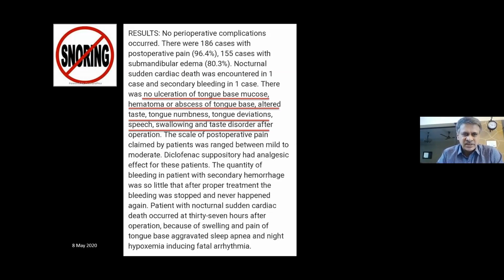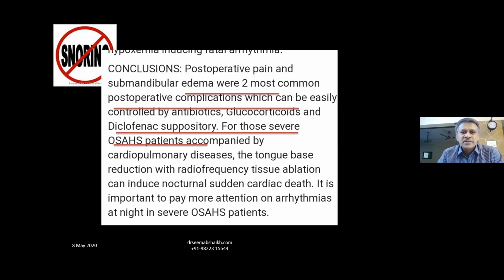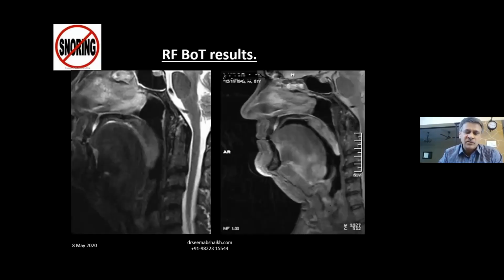Yes, you will have altered tongue taste sensations, a bit of tongue numbness, but even if you look at it in the long term, the two most common complications that you get are generally a little bit of pain and a little bit of edema, and these can very well be handled by simple painkillers, not even necessarily diclofenac, sometimes even by 650 milligrams of paracetamol and occasional use of glucocorticoids. So I think the complications for an RF tongue base have been a little overhyped, but having said that, of course, it can happen to anybody anywhere.